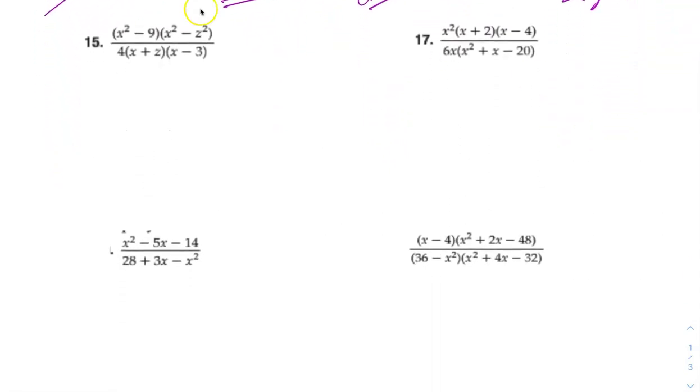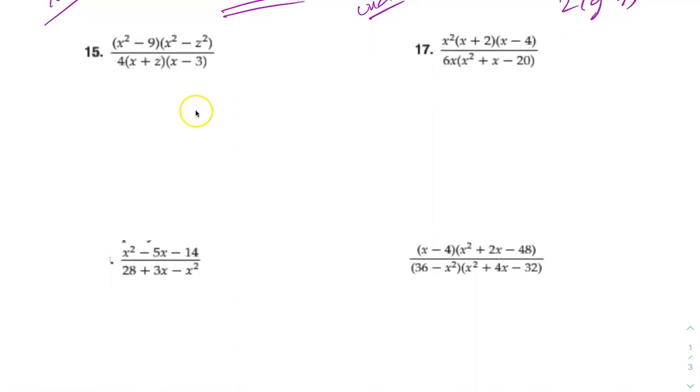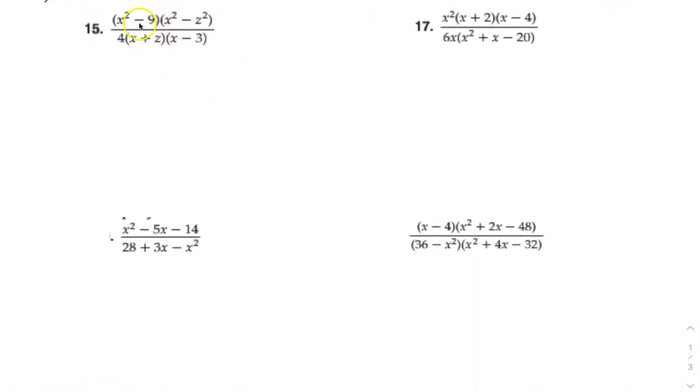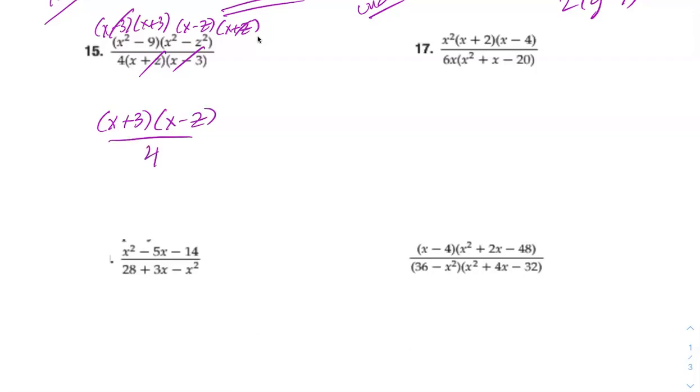Next one. I won't worry about the undefined values because it's not asking for it. So we'll just simplify this one. Now I gotta factor this. Now the top here, they're both difference of two squares. Notice how they're both squares, and there's a minus sign. That's the difference of two squares. So I get x minus 3, x plus 3. Over here I get x minus z, x plus z. And then look what reduces. These, and we're left with x plus 3, x minus z, and 4. And that is it. Can't do anything else.